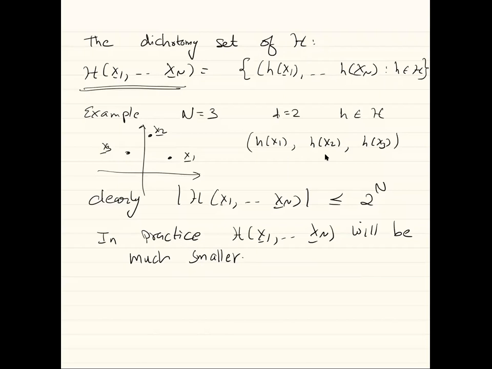So the point is that for most practical hypothesis classes, we will not have all possible 2 to the n dichotomy vectors on n points. We will only have a small subset of them. And as a result of that, generalization and learning will be possible, and we will have a small effective number of hypotheses.